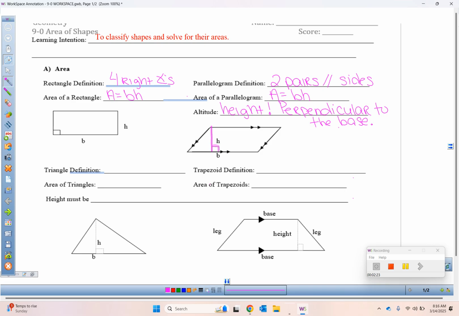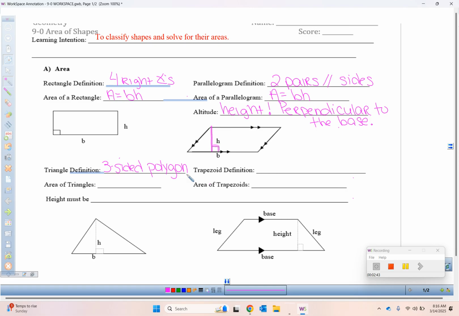Okay, and then I have the definition of a triangle. What do you think this is? Going back, what is a triangle? It is a 3-sided polygon. We just need to have 3 sides.